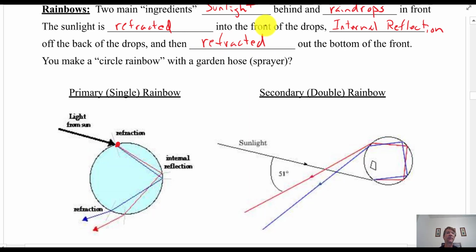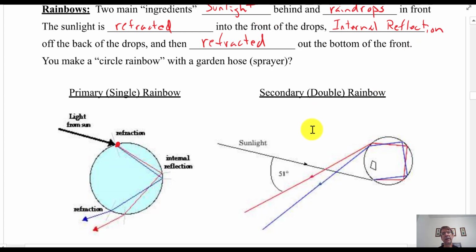Some of you know this. You can make a circle rainbow with a garden hose with your sprayer. Like if you go outside on a sunny day, take a sprayer that has a misty spray, and you spray it in front of you. Well, if you put the sun behind you, and spray in front of you, you can see a circle in that mist. Sometimes you see this by waterfalls at the right time of day, where the mist is coming up and the sun's behind you. You see water droplets, the mist from a waterfall. That's kind of a cool effect.